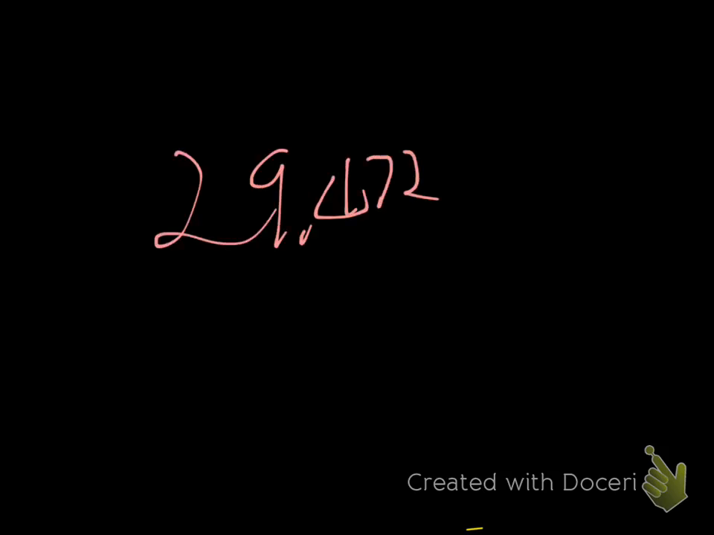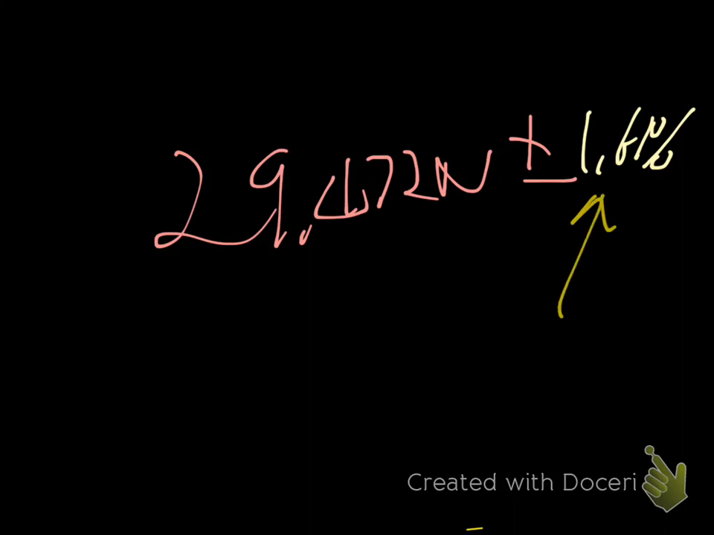Anyways, to find the net force, simply multiply the two values, which gives 29.472 newtons. Adding the percent uncertainties, we should get plus or minus 1.61%. And from here, we can easily derive the absolute uncertainty.